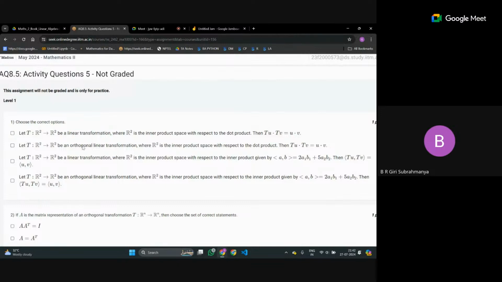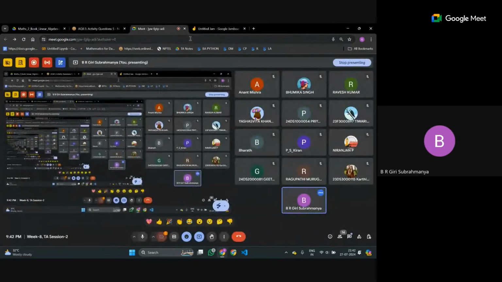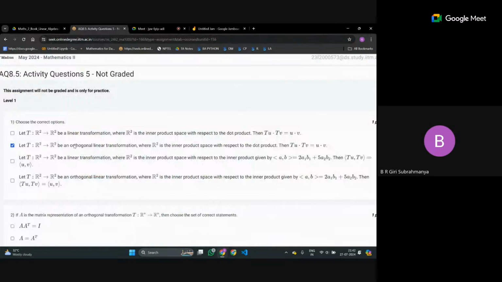Whereas for the second one, it is an orthogonal linear transformation. For an orthogonal linear transformation, the inner product space is again R2 and the inner product is the dot product. Then T of u dot T of v is equal to u dot v. So this should hold for orthogonal linear transformations, correct? That's what we saw from the definition. So the second one is correct.